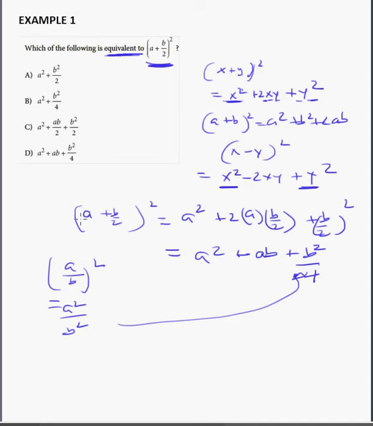So if I have (a plus b over 2) all squared, then it's going to be a squared plus 2ab over 2 plus (b over 2) all squared. And that gives me a squared plus ab, because this will cancel that, plus b squared over 4. So now let's go back and look at our answer and see if we have an answer in there. So I have a squared, I have ab, and I have b squared over 4.